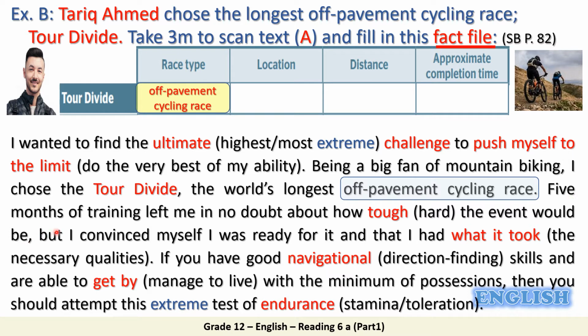Five months of training left me in no doubt about how tough, how hard the event would be. But I convinced myself, I persuaded myself, I was ready for it, and that I had what it took. Write down the new expressions, dear student. I had what it took means I had the necessary qualities.